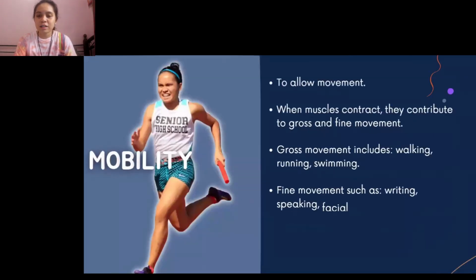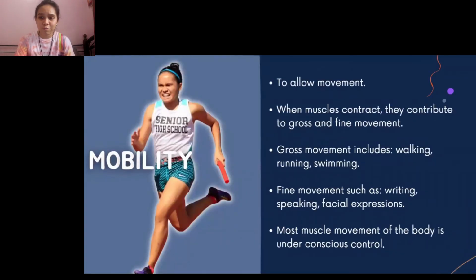So, the muscular system's main function is to allow movement. When muscles contract, they contribute to gross and fine movement. Gross movement refers to large, coordinated motions and includes walking, running, and swimming. Fine movements involve smaller movements such as writing, speaking, and facial expressions. Most muscle movement of the body is under conscious control.